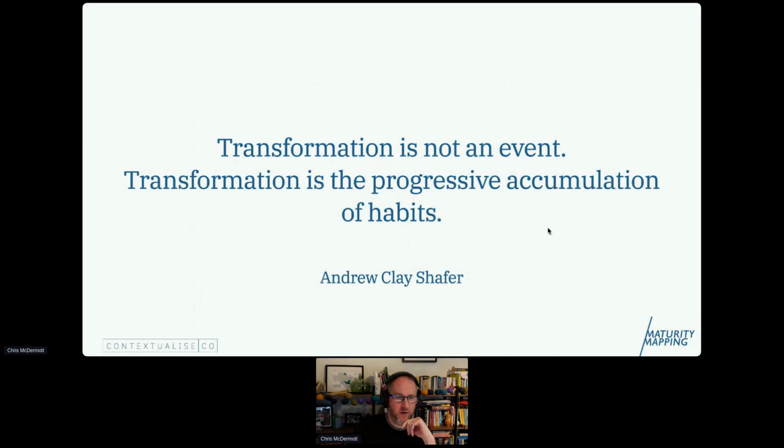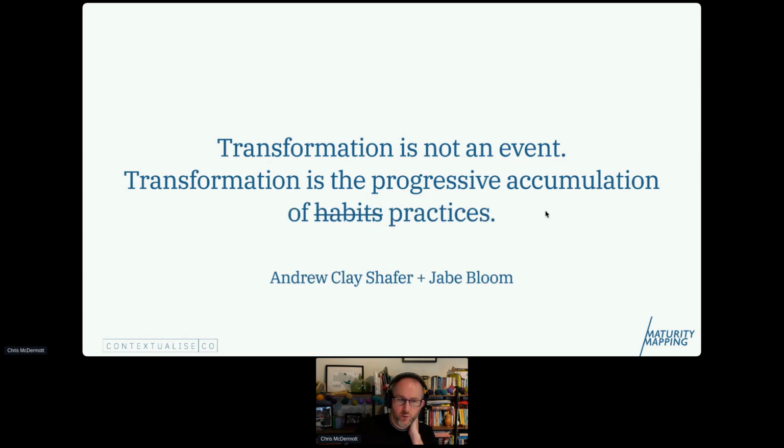I'll leave you with a slight modification of this saying by Andrew Clay Shafer. Simon mentioned Andrew earlier on when he talked about DevOps. So: transformation, change, is not an event. It is the progressive accumulation of habits. To adapt that slightly and bring in one of Andrew's friends, Jabe Bloom would say maybe that it's not the progressive accumulation of habits, but of practices, and progressive change of practices.